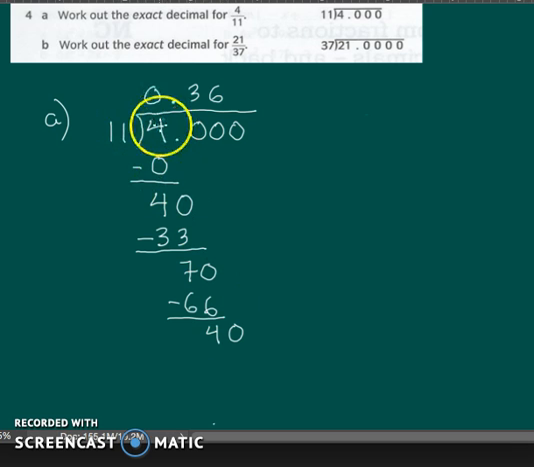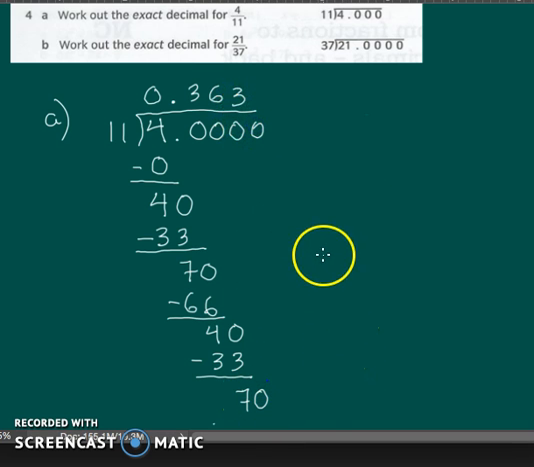And how many times does 11 go into 40? Oh, we've already asked that question. Well, it goes in 3 times. So 3 times 11 is 33, and we'll subtract 33 from 40. We get 7. My mistake, 7 should be here. So I'll take down another 0.